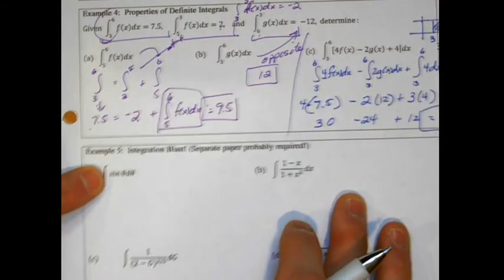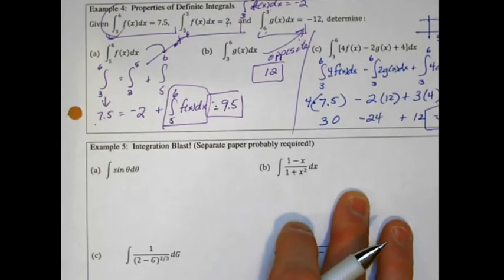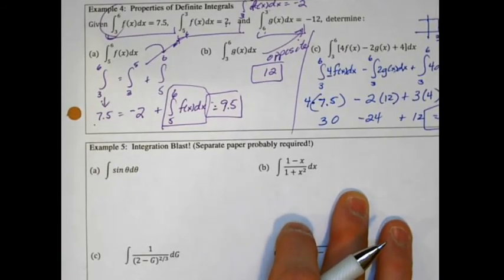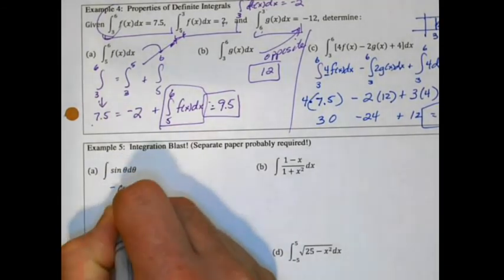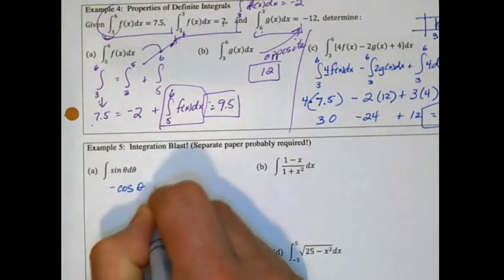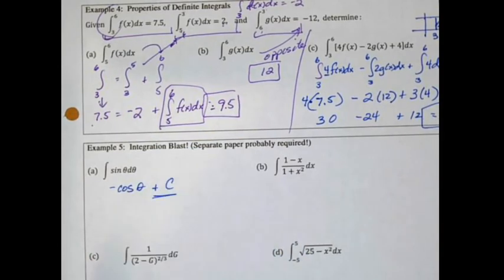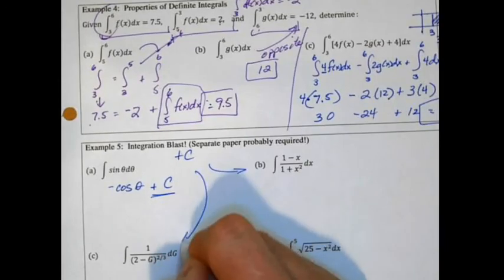Integration of sine theta d theta. So what function has a derivative of sine theta? Well, that's going to be negative cosine of theta plus c. Don't forget your plus c. These three need plus c's.